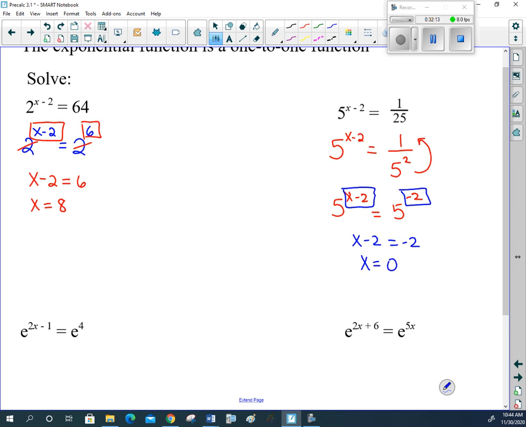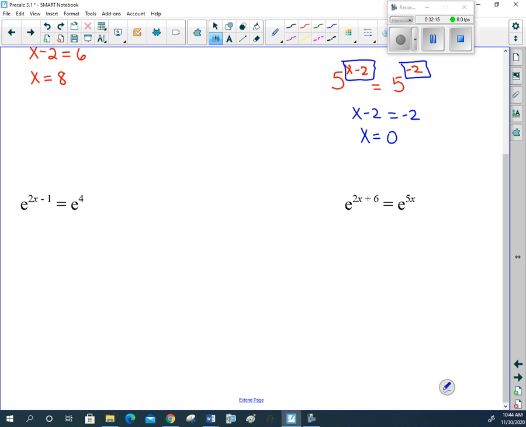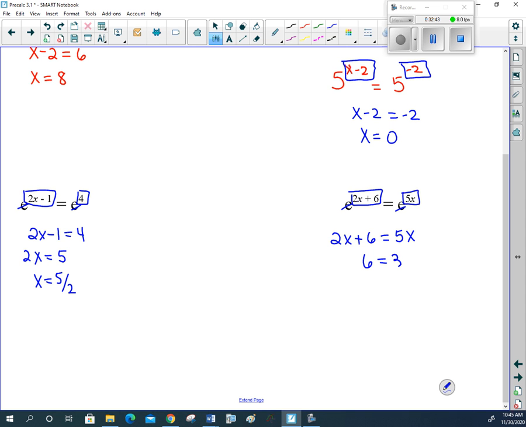Okay, over here, lucky for us, we don't have to type in the base e because they're the same. So all we got to do is put those two equal to each other. 2x minus 1 equals 4. 2x equals 5. Divide by 2, so x is 5 over 2. And same thing over here. Bases are the same, so all we care about is putting the powers equal to each other. 2x plus 6 equals 5x. Combine my like terms, so 6 equals 3x, so x equals 2.